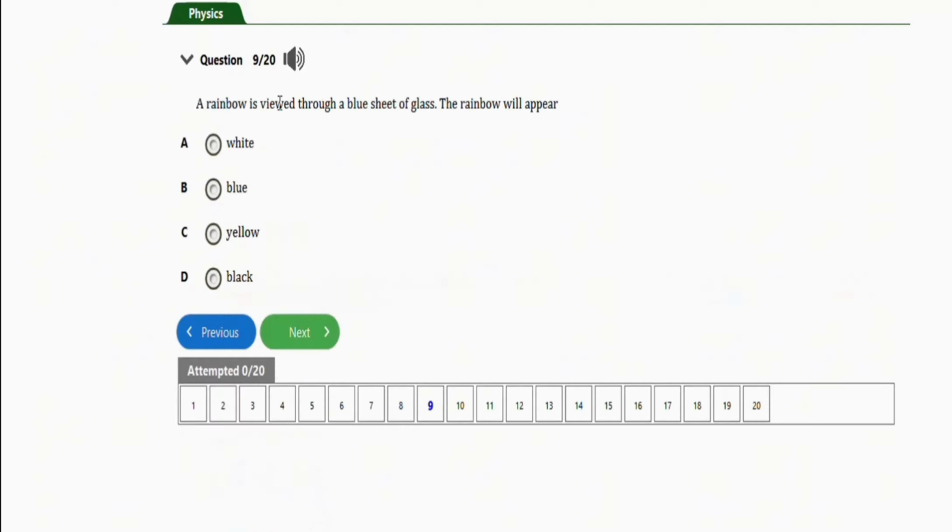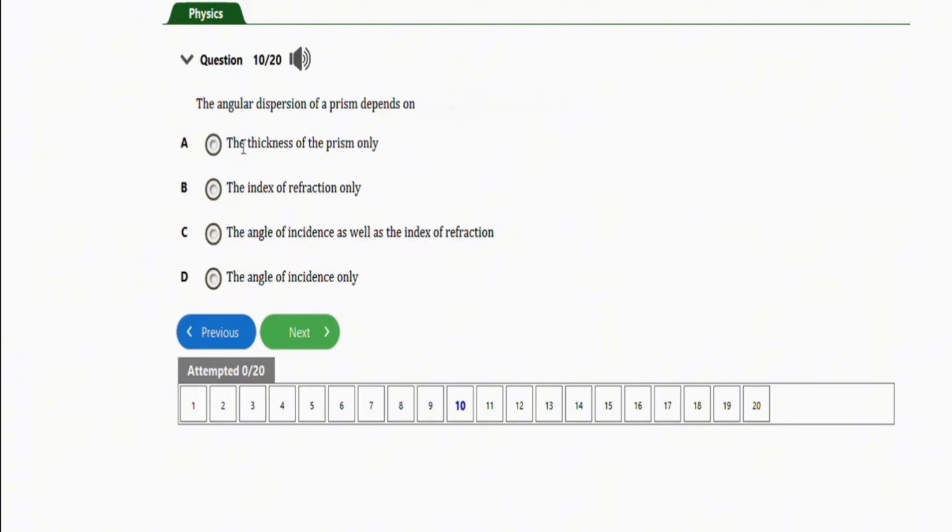It says, a rainbow is viewed through a blue sheet of glass. The rainbow will appear white, blue, yellow, black. So the correct option is blue. Since they use a blue sheet of glass, it will appear blue. Alright, so the next question will be this one. It says, the angular dispersion in the prism depends on, we have the thickness of the prism only, the index of refraction only, the angle of incidence as well as the index of refraction. We have the angle of incidence only. So the correct option to this question is option B, which is the index of refraction only.